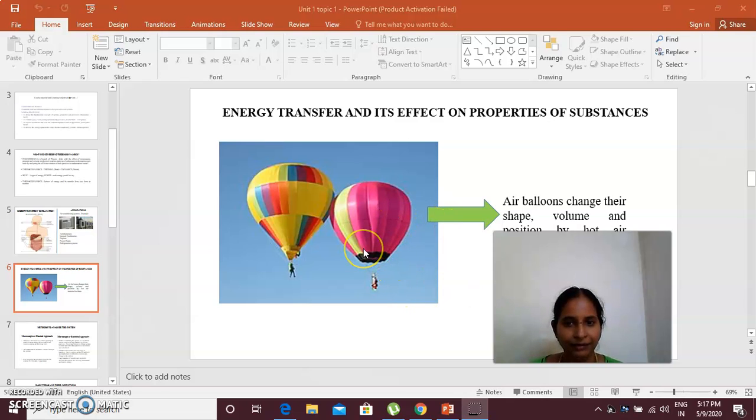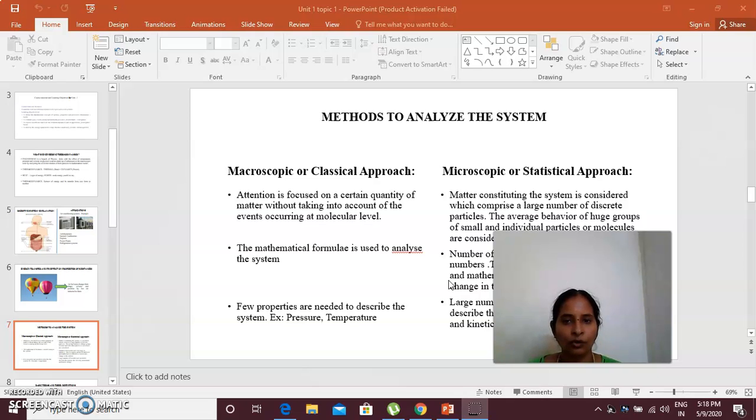So like this, heat has a key role in the properties of systems in terms of engineering applications, which is thermodynamics. So what are the various methods to analyze the systems? They are the macroscopic and microscopic approaches. Macroscopic is the classical approach and microscopic is the statistical approach. Macroscopic, by the name itself, you come to know is a little bit easier than the microscopic view.